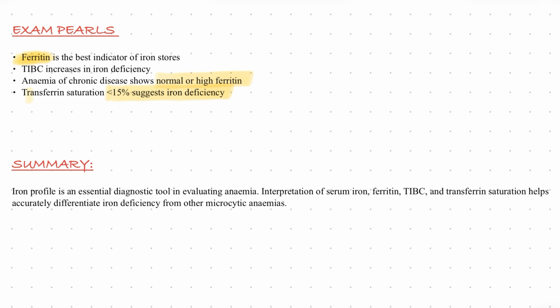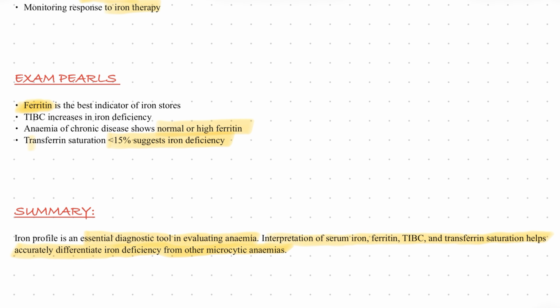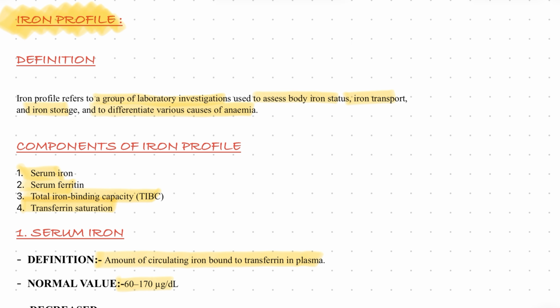And the summary, just read it. Iron profile is an essential diagnostic tool in evaluating anemia. Interpretation of serum iron, ferritin, TIBC and transferrin saturation helps in accurately differentiating iron deficiency from other microcytic anemias. The overall point of why we are studying this iron profile is that you have to differentiate iron deficiency anemia from the other types of anemias. So this is one topic where, if you study well, you can easily differentiate iron deficiency anemia from the other anemias.